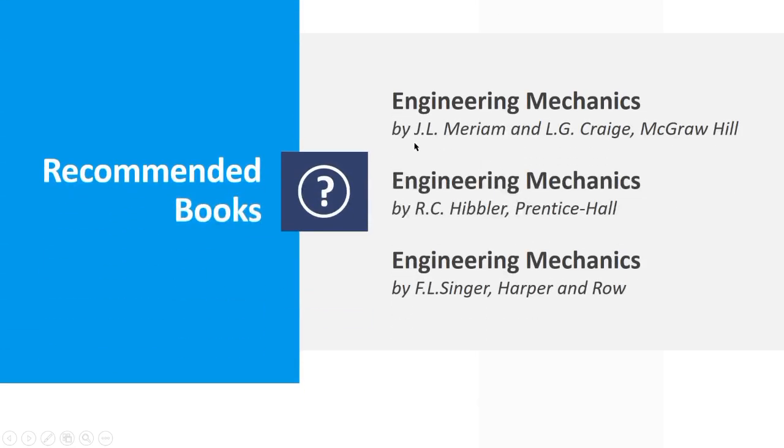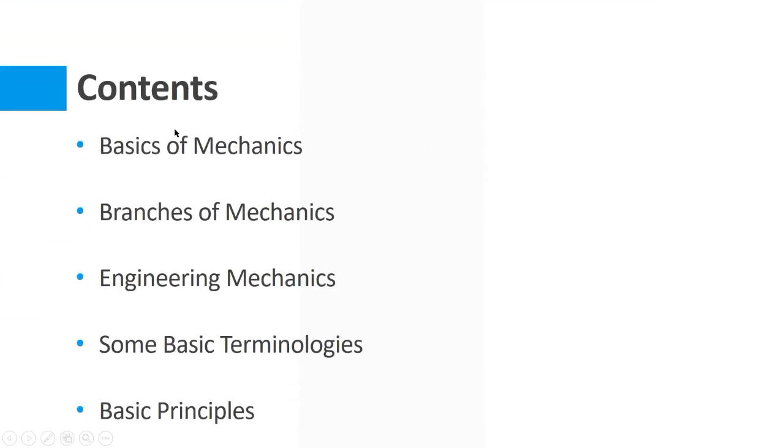The recommended books for this course are Engineering Mechanics by Merriam, Engineering Mechanics by Hibbeler, and Engineering Mechanics by F.L. Singer. I would recommend that you study Engineering Mechanics by R.C. Hibbeler because it includes so many examples and the graphics of this book are also very good. The contents of today's lecture are, first of all, we will discuss some basics of mechanics, then we will explore the branches of mechanics. After this, we will discuss engineering mechanics and different branches of engineering mechanics, and then we will discuss some basic terminologies and basic principles of engineering mechanics.